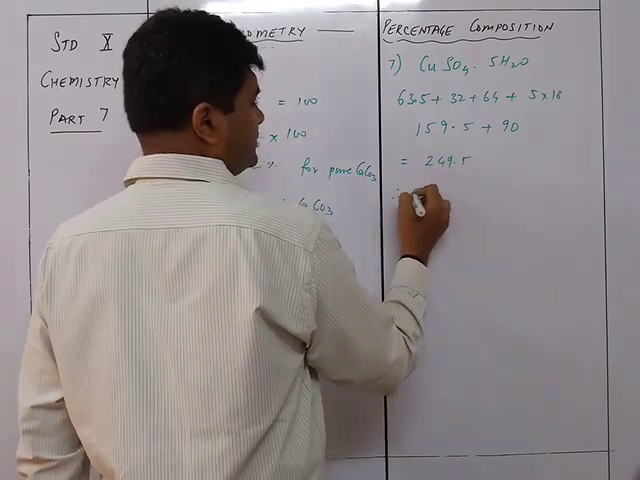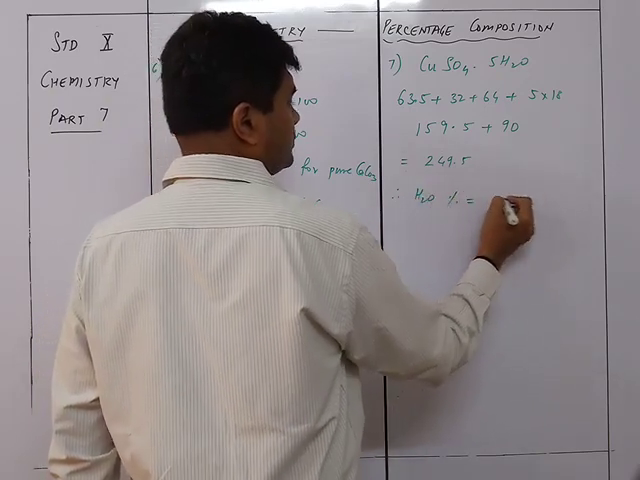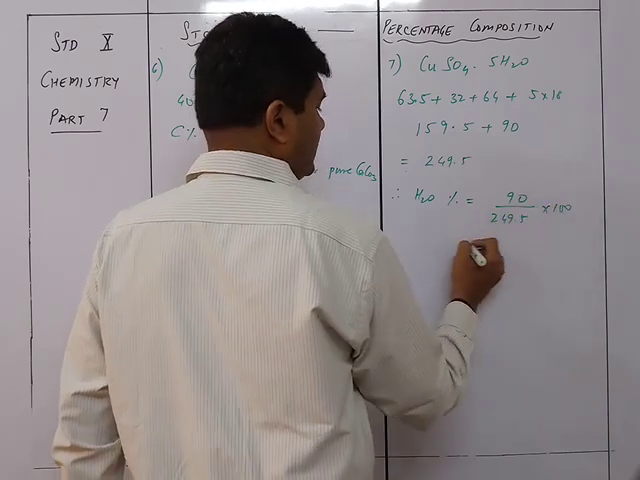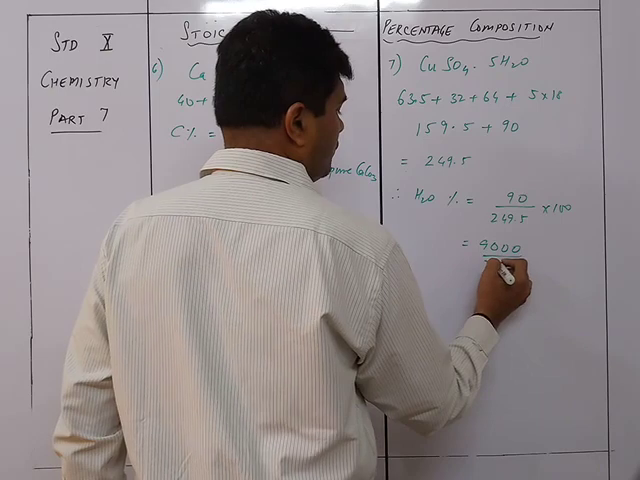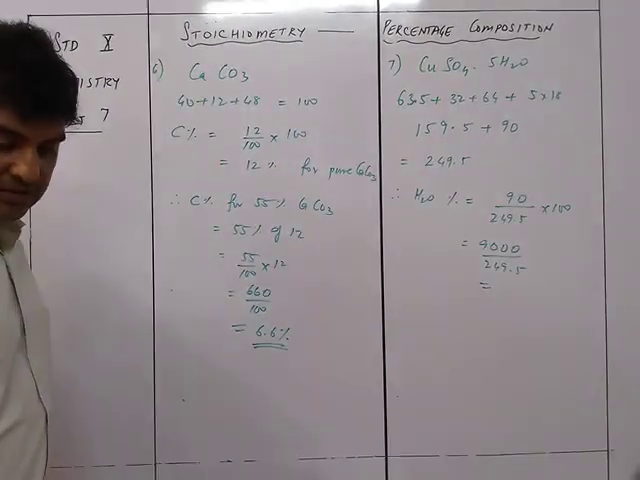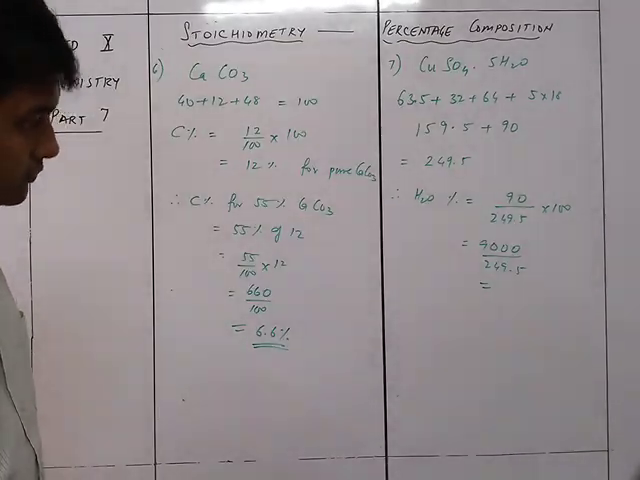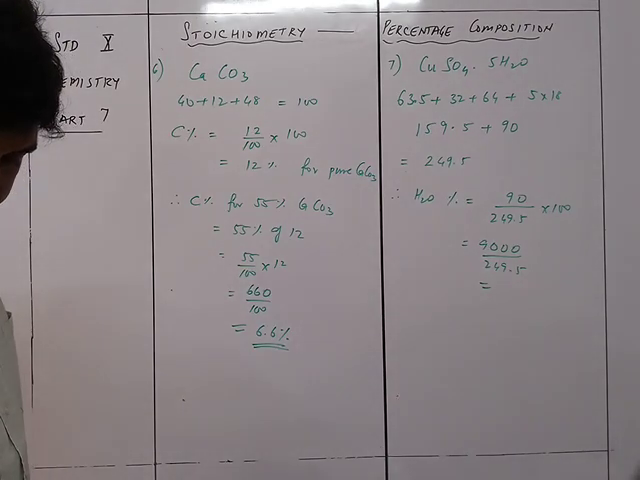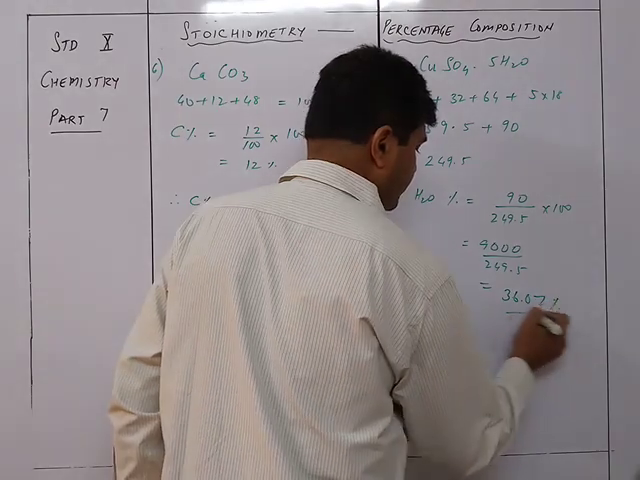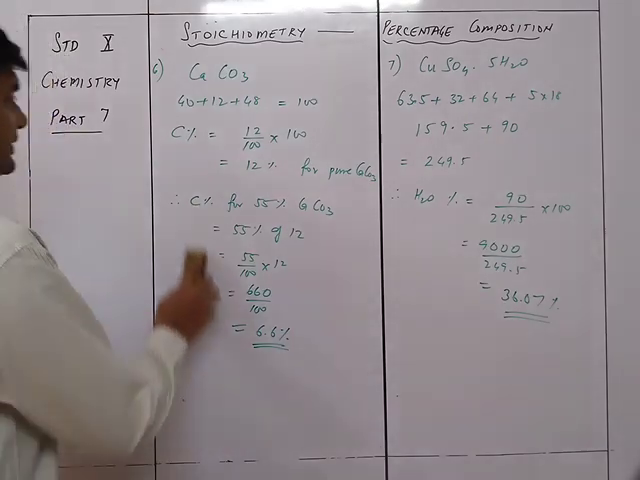249.5. Therefore, H2O percent is equal to 90 upon 249.5 into 100. That is 9000 upon 249.5, which comes out to approximately 36%, so 36.07%. That was sum 7. We now move to the last sum, sum 8.